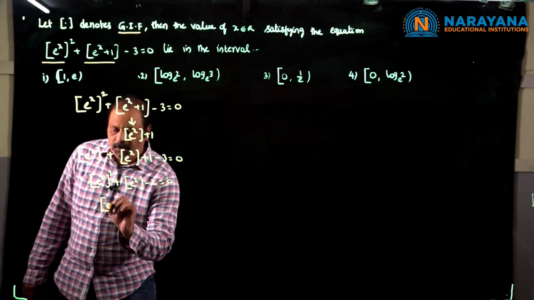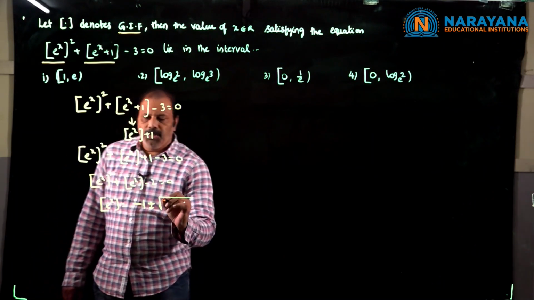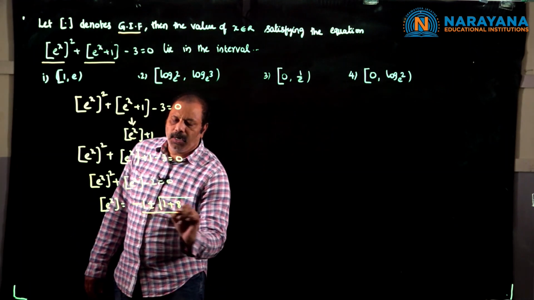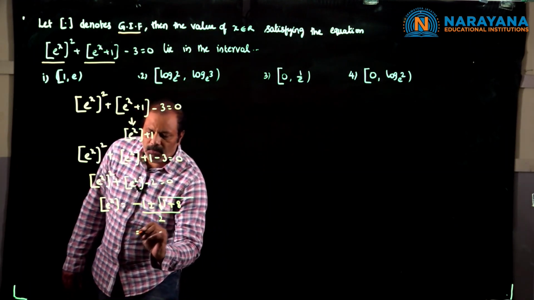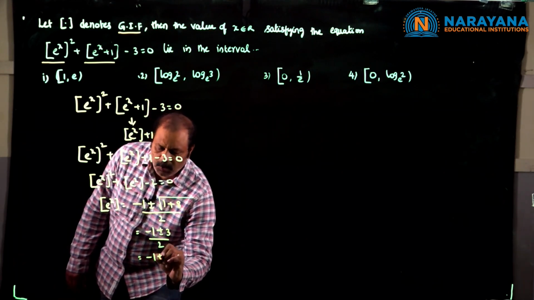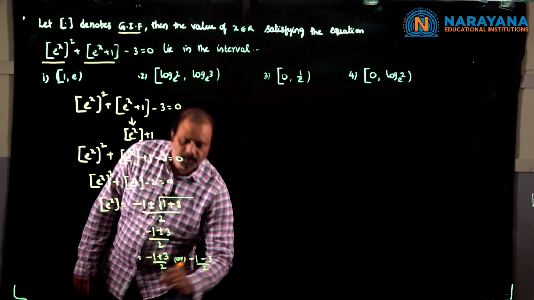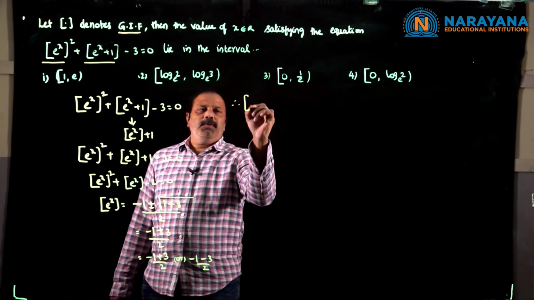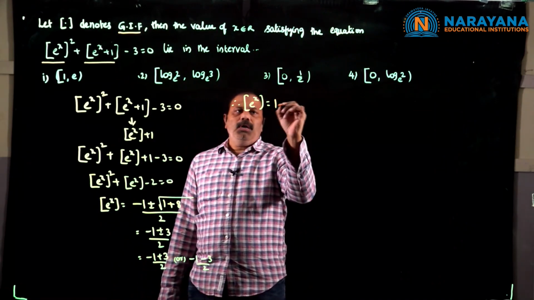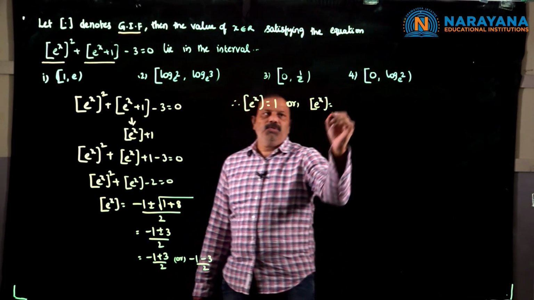Let us solve for the value of [e^x]. [e^x] is equal to (minus b plus or minus root of b squared minus 4ac) by 2a, which is nothing but (minus 1 plus or minus 3) by 2. That means minus 1 plus 3 by 2 or minus 1 minus 3 by 2. Therefore, [e^x] is equal to 2 by 2, which is 1, or [e^x] is equal to minus 2.